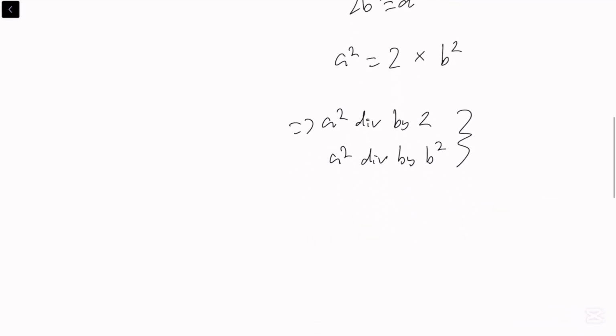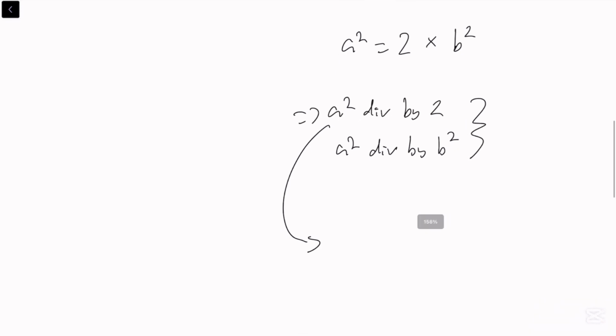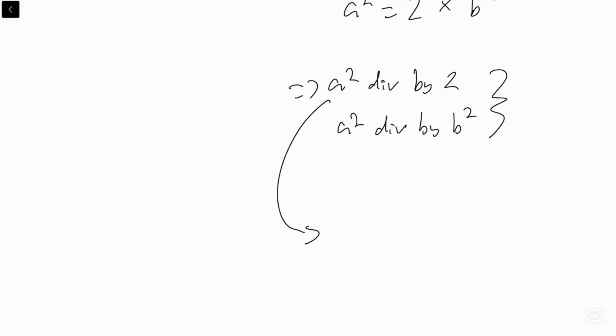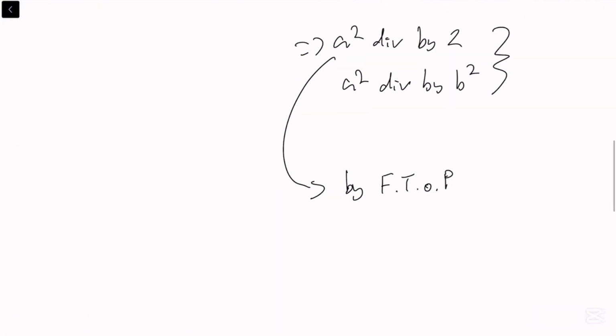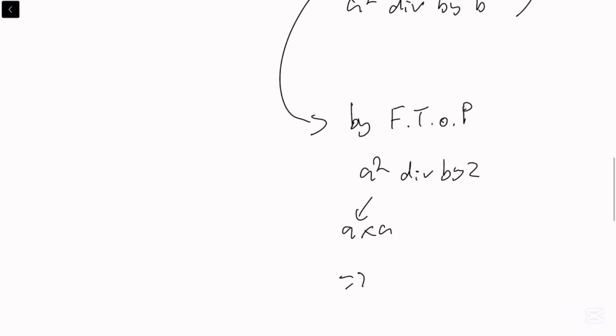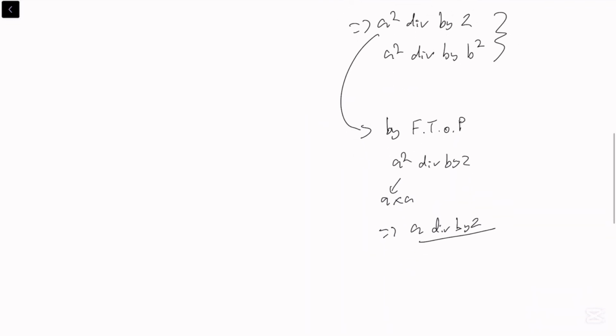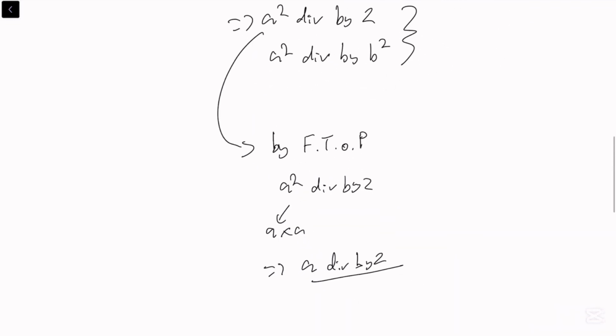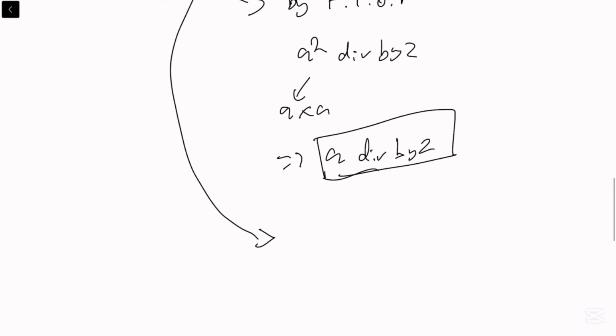From here, we can show that with the first statement, since a squared is divisible by 2, by the fundamental theorem of primes, which I'm sure some of you have heard of, a squared can be represented as a times a, and therefore a is divisible by 2. So from here we have one of our main statements, and we can work on our previous statement, what we've proved.